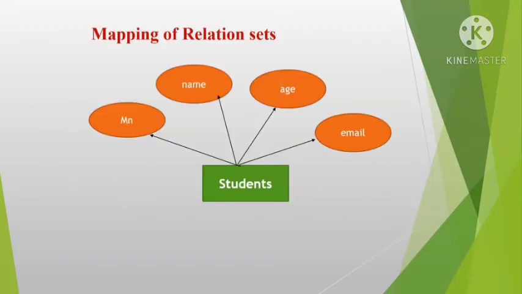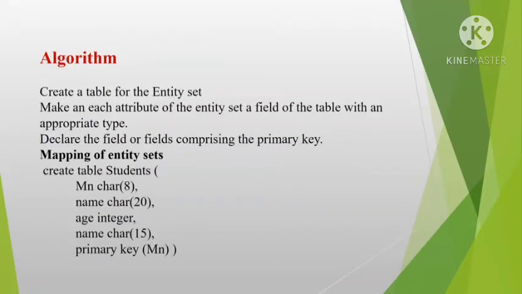This is an example. Here student is the entity, and name, age, email are all attributes, and these attributes are linked to the entity student via a connection link, that is, an arrow. This is the algorithm for that. Create a table for the entity set, and each attribute in the entity can be set as a field for the table with appropriate type. Declare the field comprising the primary key.